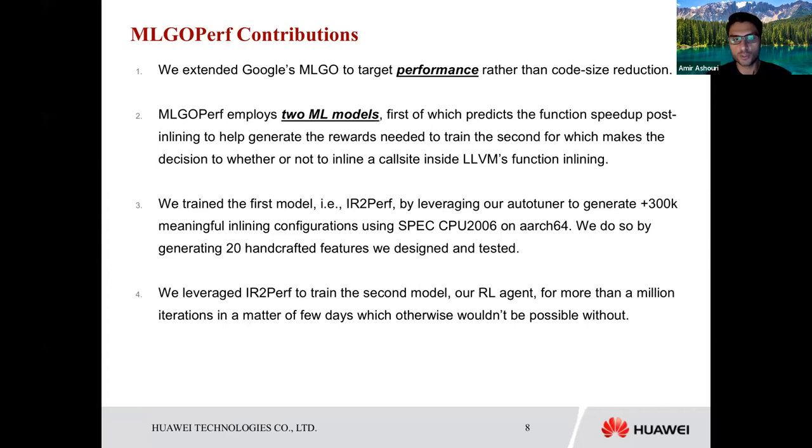As you can see, training an RL agent is normally a tricky task. You're going to need to generate rewards at each iteration, so you have to train it for multiple rounds. And in reality, specifically in real-world applications such as SPEC benchmarks, each iteration takes several minutes. So if you want to run multiple thousand times, technically it's not going to be possible in a timely manner. So we needed another ML model to provide us with the rewards needed to train the RL model, but now retargeted to tackle performance rather than code size.